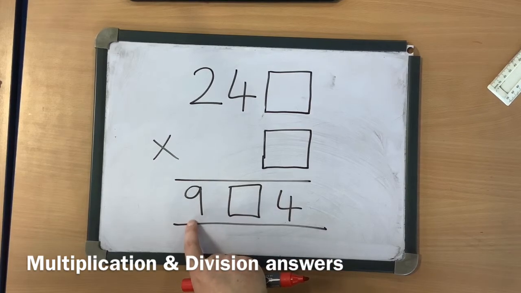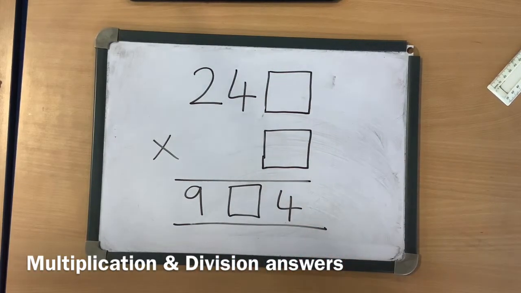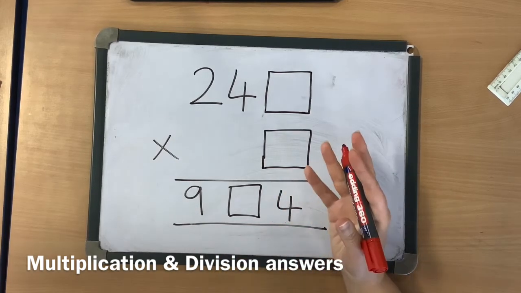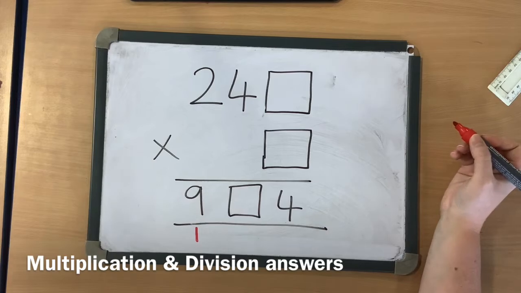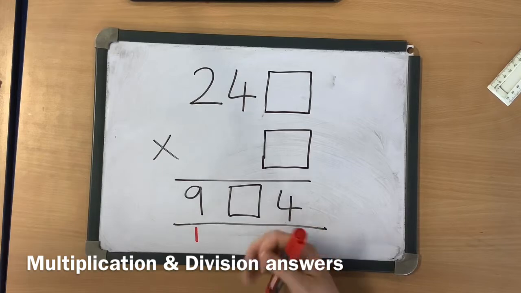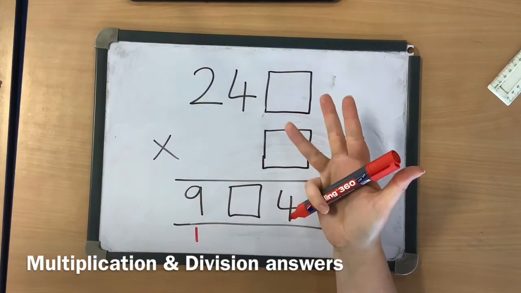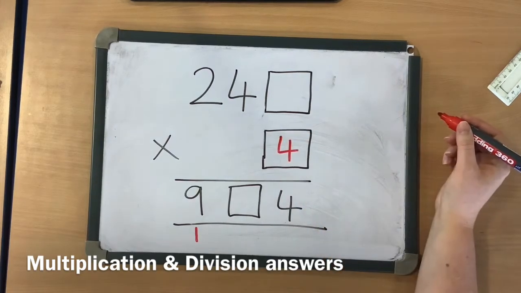Thinking of my 2 times table, so 2, 4, 6, 8, 10, 12, 14, 16, etc., I noticed that 9 is never in the 2 times table, which tells me that there must have been a regrouped 100 from the tens. So if I take that regrouped hundreds off of the 9, that leaves me with 800. And 8 is in the 2 times table: 2, 4, 6, 8, 2 times 4 is 8. So that tells me that I'm multiplying by 4.